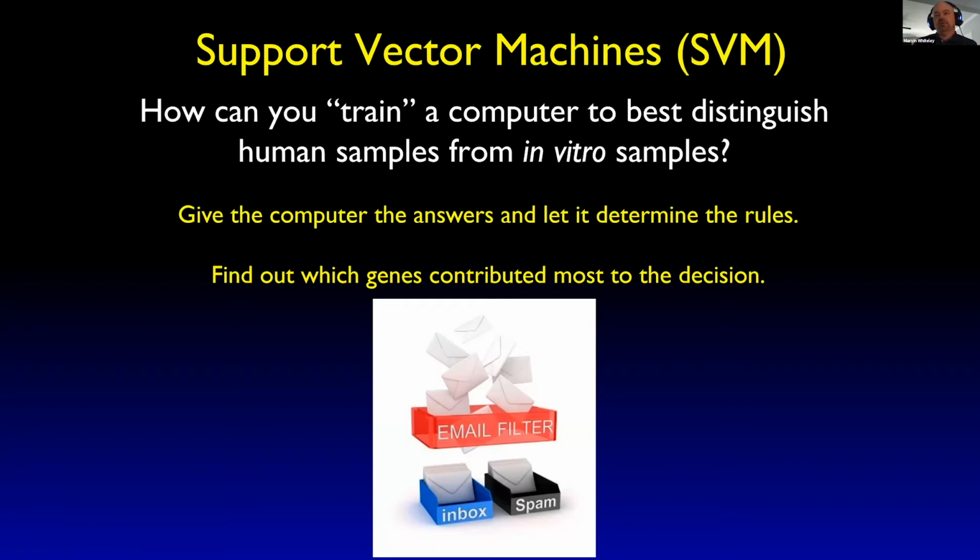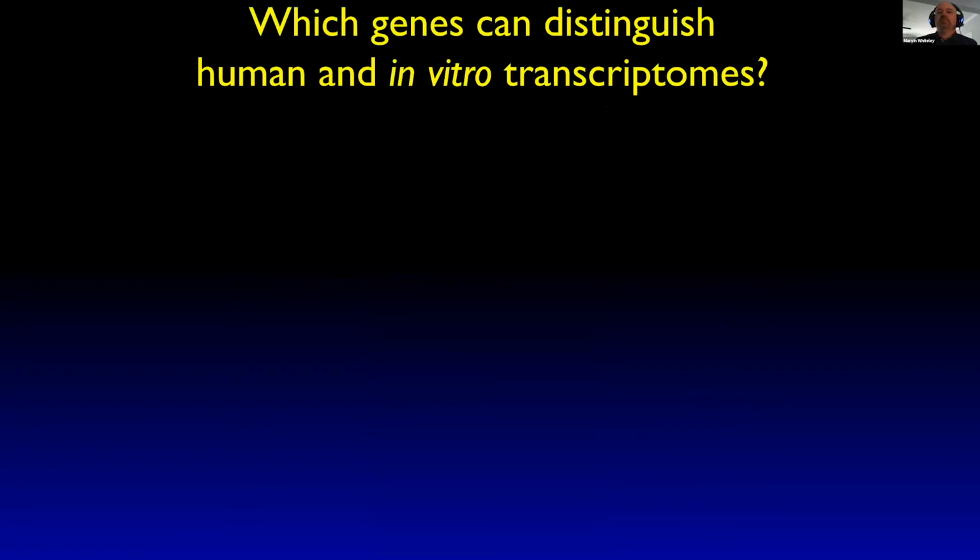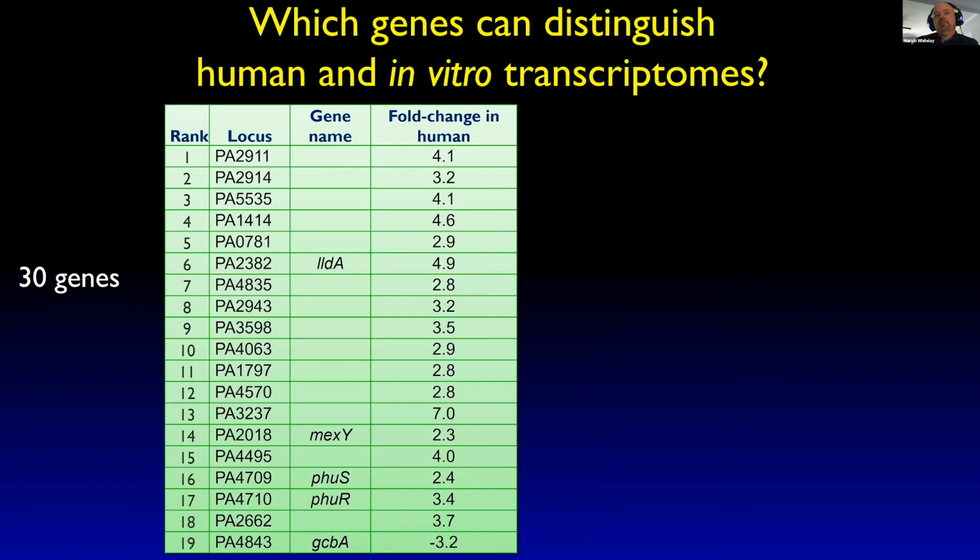The idea is that you learn what is spam and what's not spam. So then the question just became, when you run this, do you find anything? So can you come up with a set of genes that can reliably tell you if a transcriptome is human or not? So you can. With 30 genes, you're seeing the top 19 here. We'll go through them in just a second. But with 30 genes with over 98% accuracy, we can actually tell a human transcriptome from an in vitro.